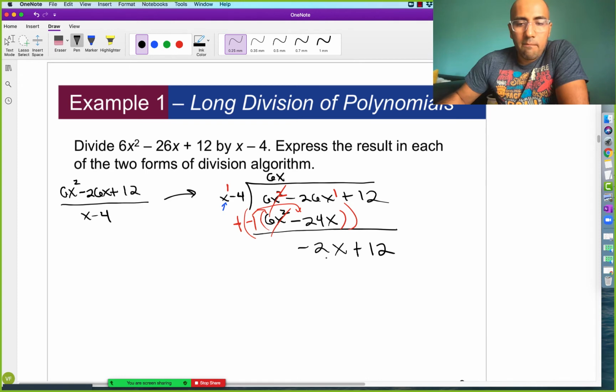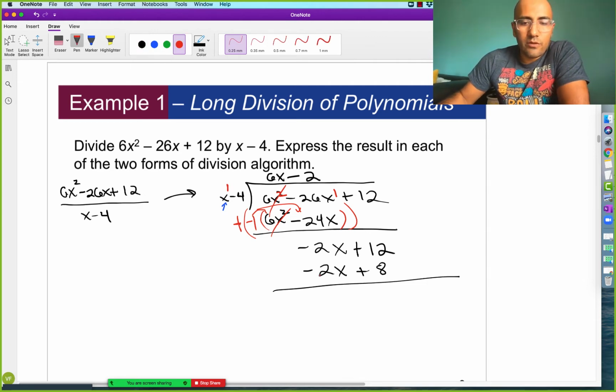And then again, I want to match this. Blank times x equals exactly this. So that's how I know it's got to be a minus 2. Minus 2 times x becomes minus 2x. Minus 2 times minus 4 becomes a plus 8. Right? And then again, I distribute a minus 1.